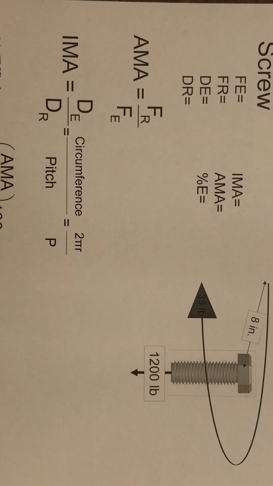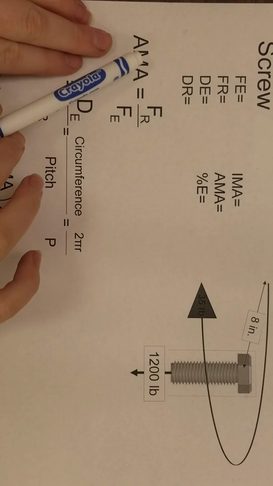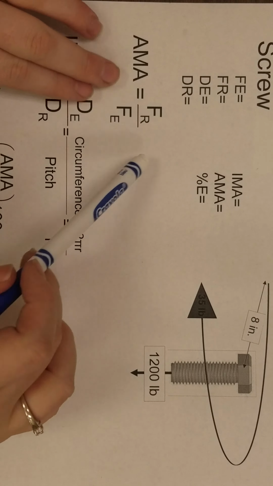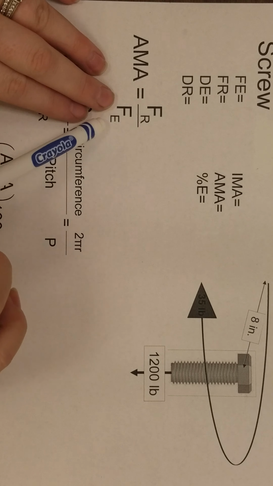Now we're going to calculate the mechanical advantage of a screw. A screw is the most tricky simple machine to calculate the mechanical advantage of, but I know we can do it. So we're going to first start off a little differently. We're going to start calculating the actual mechanical advantage. So we're going to look for the force of the resistance.